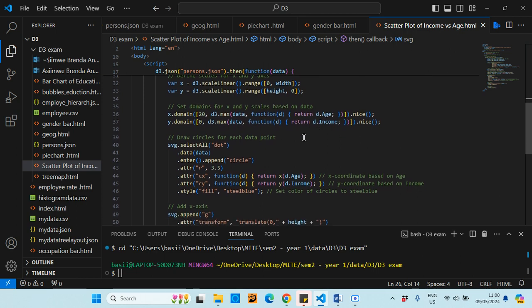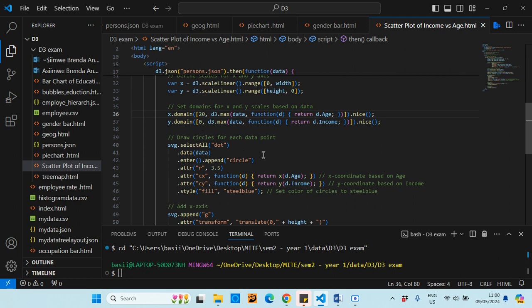Then the domain: we get the domain of the X axis, where we create a function which is age, and then we set the minimum to 20. I will show you why I ended up doing this. I set it as 20 because when you start from zero, you end up having a very big scale, and the lower part of the scale was basically empty. So just so that the plot looks better, I adjusted this to be 20.